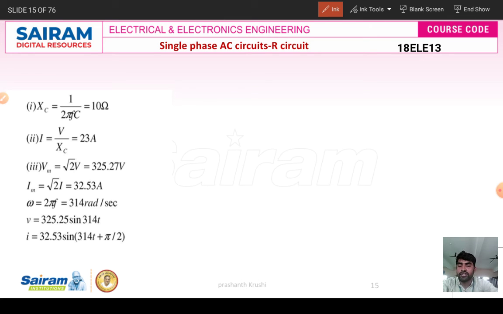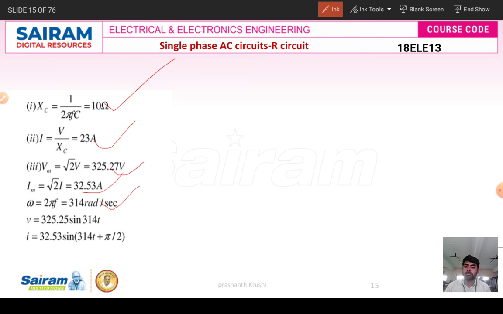Okay. So Xc is equal to 1 by 2 pi f C, that is 10 ohm capacitive reactance. I is equal to V by Xc, 23 amperes. Vm is equal to root 2 into V, 325.27. So Im is root 2 times I, that is 32.53. Omega is equal to 2 pi f, 314 radian per second. And V is equal to 325.27 sin omega t, that is sin 314t.